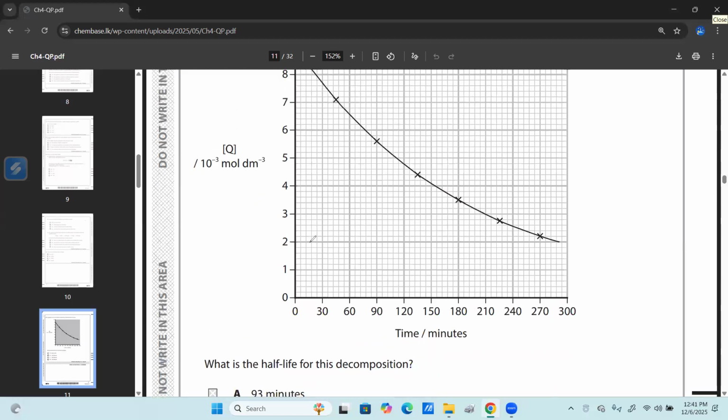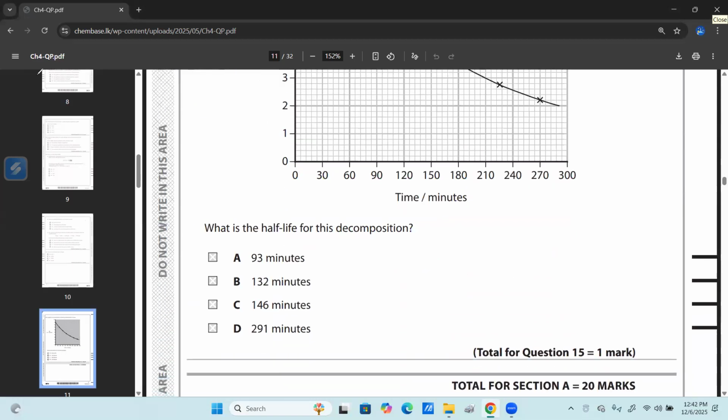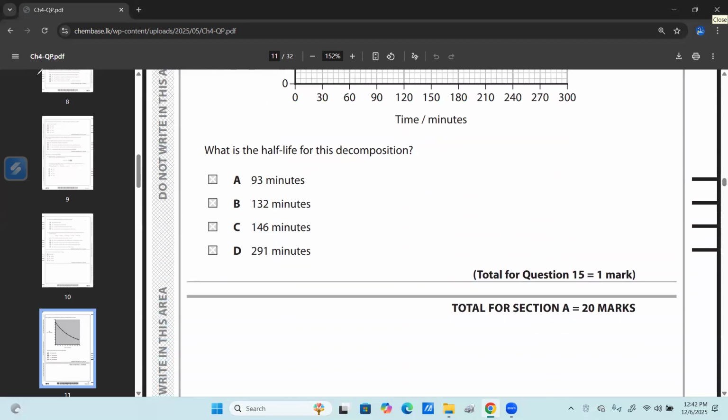What is the half-life of this decomposition? So we can see 9 is the initial one. Half-life is 4.5. So you need to find the time taken for it to be 4.5. So roughly it should be 132 minutes, right? So the correct answer is B, 132 minutes.